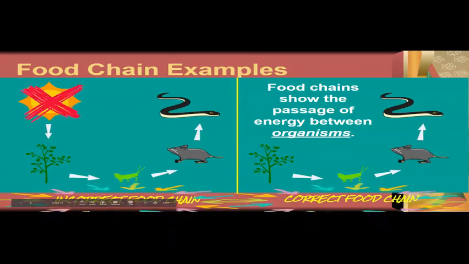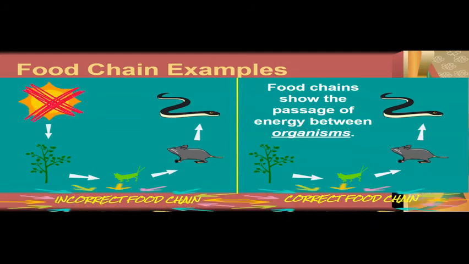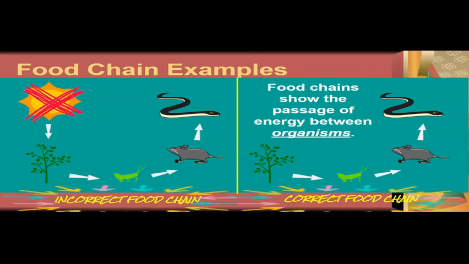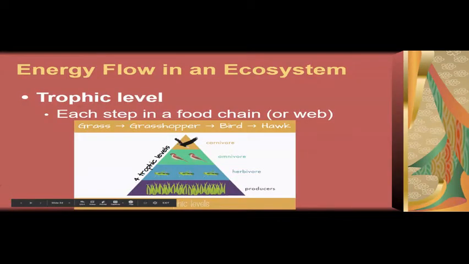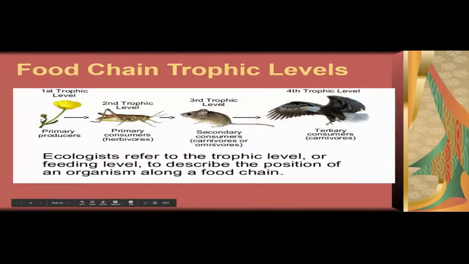Remember, food chains show the passage of energy between organisms. So we would not include the sun on any food chain. A trophic level is each step in a food chain or a food web, which we'll talk about in a little bit. On the food chain in the diagram on the slide, there are 4 different trophic levels. Ecologists refer to the trophic level or feeding level to describe the position of an organism along a food chain.